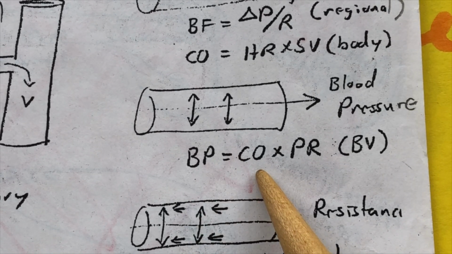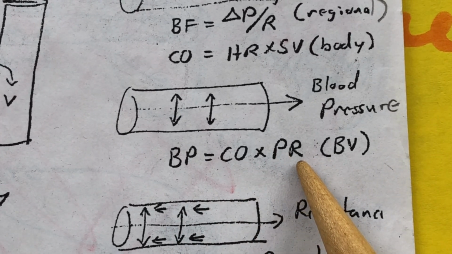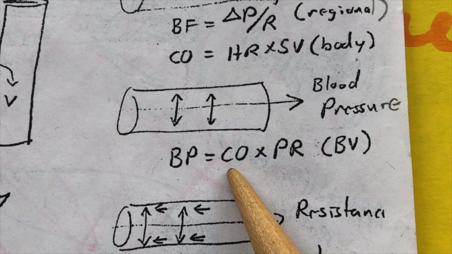By the way, back up here, I forgot to talk about BV standing for blood volume. Blood pressure is due to cardiac output times peripheral resistance. But cardiac output is basically just talking about how much blood is being shoved into that vessel per minute.